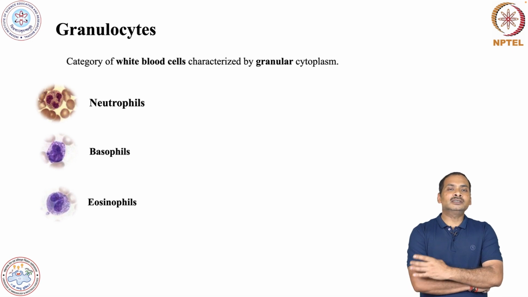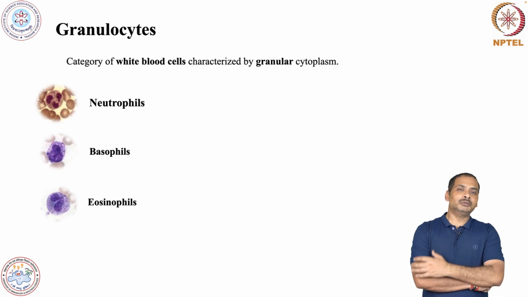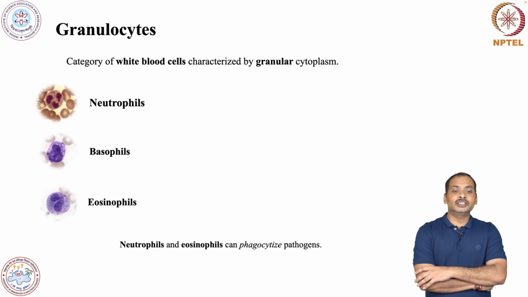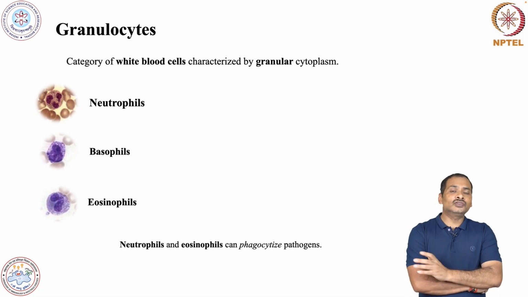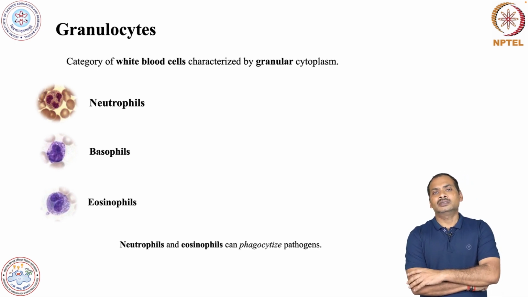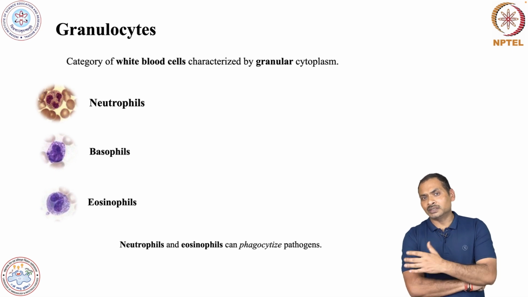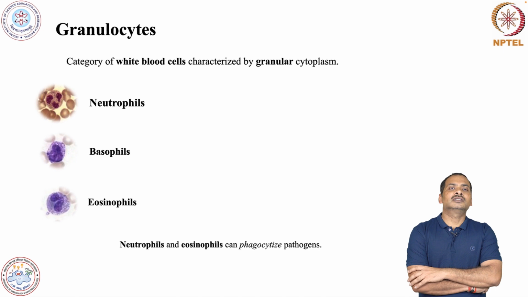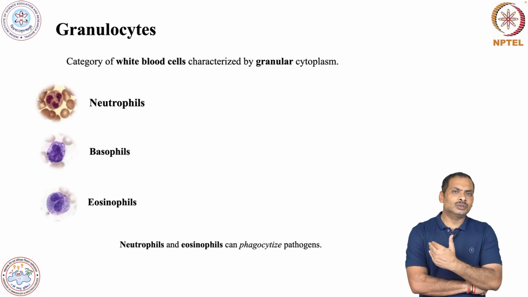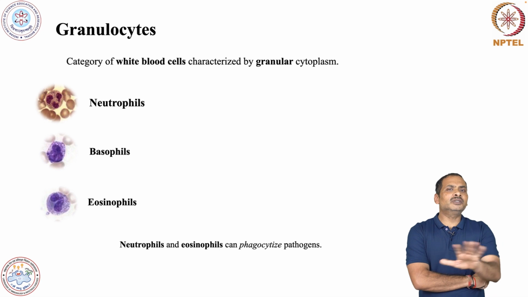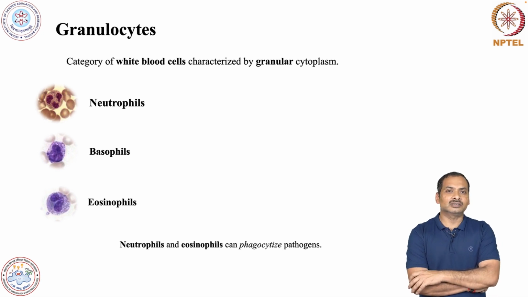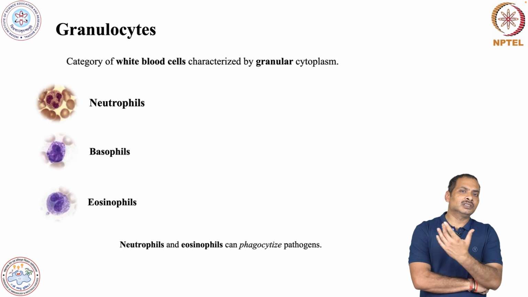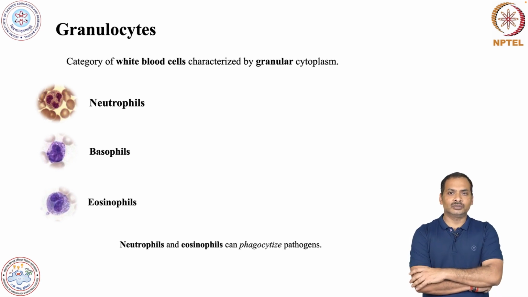Besides neutrophils, another cell which has some capability of phagocytosis is the eosinophil. Eosinophils can also phagocytose pathogens or other microbial pathogens and clear them to some extent, but their primary function is not phagocytosis. Eosinophils play another role, which we will discuss in a subsequent session.